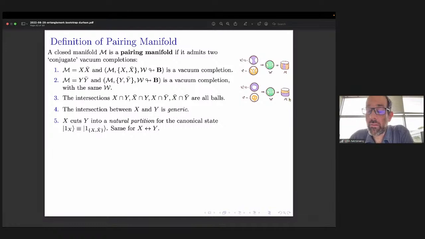And they're associated with each of these ways of cutting in half the cylinder is a construction along the lines I just described, some reference state on the cylinder. So I'm going to call a manifold a pairing manifold if I can cut it in half in two different ways, into X and its complement and Y and its complement, for each of which I can do this kind of story I was just telling you, with the following properties. I want the intersection between X and Y to be a ball. And similarly for the complement of X and Y and so on.